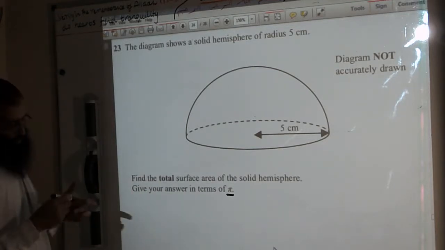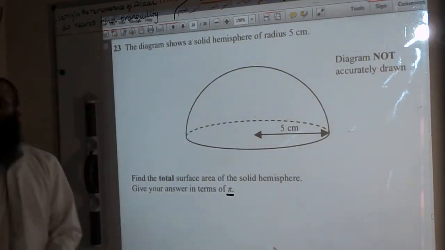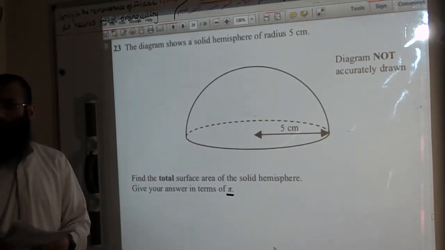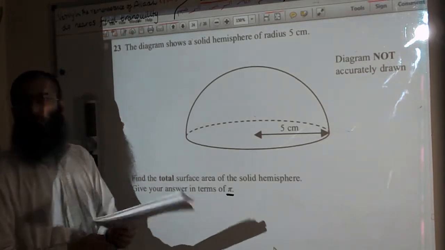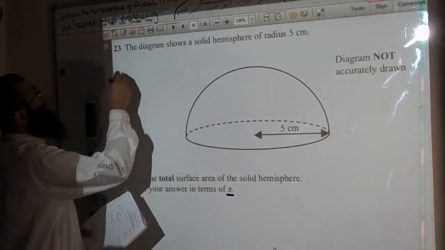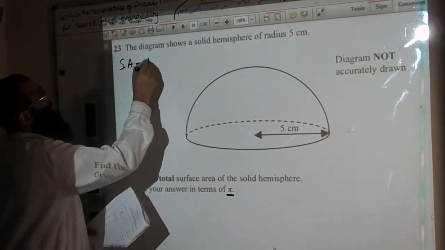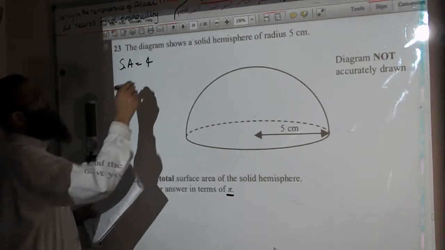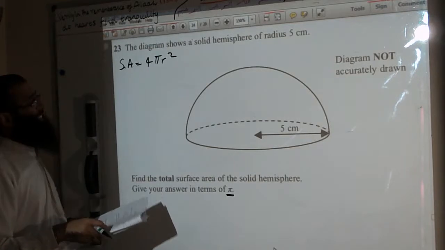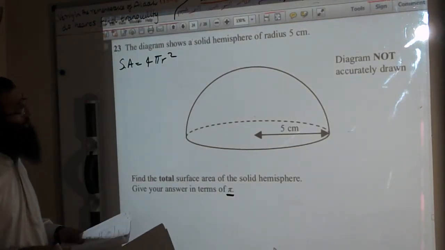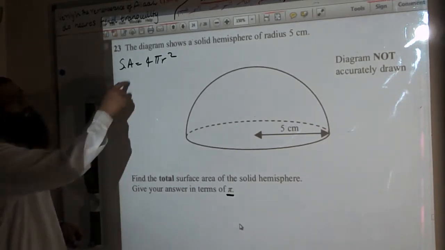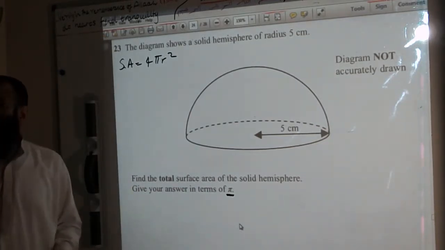Okay, right. To work out the surface area of a hemisphere, I want everybody to turn to the first page of the exam paper. We'll have a formula sheet there, and we have here the surface area of a sphere. 4 over 3 pi r cubed. No, oh, that's the volume. Okay, 4 pi r squared. The surface area of a sphere is 4 pi r squared. Good. Now, that's the surface area of a sphere. We've got a hemisphere.